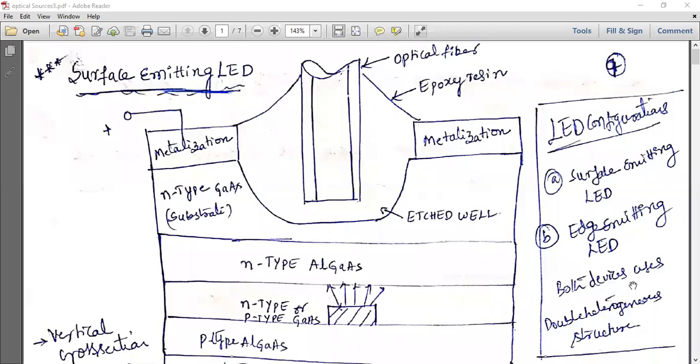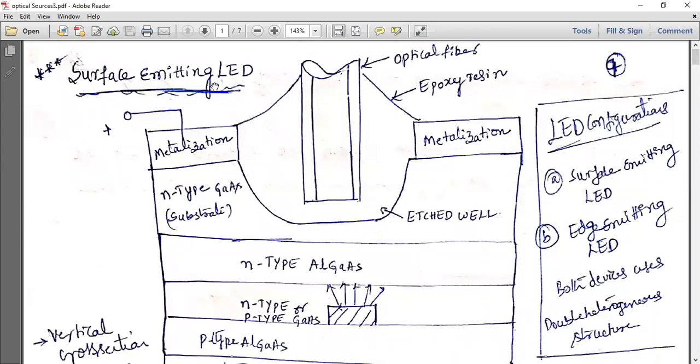Both devices use a double heterojunction structure. We have seen what a heterojunction is, and then what a single heterojunction and a double heterojunction are. So it uses the double heterojunction structure, which we discussed in the previous class. Okay, so we'll go one by one.